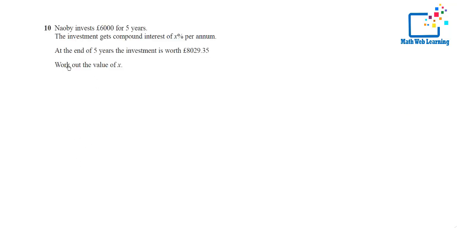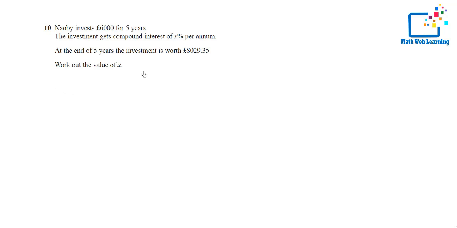Next question is question 10. Naobi invests £6,000 for 5 years. The investment gets compound interest of X% per annum. At the end of 5 years, the investment is worth £8,029.35. Work out the value of X. All right, let's get started with this one.